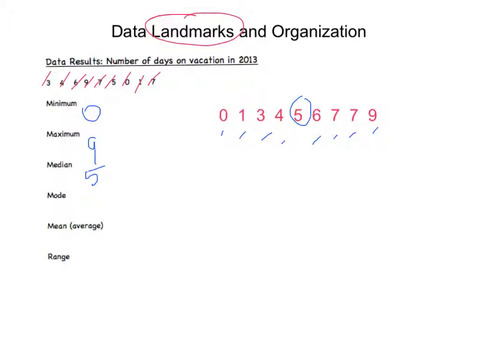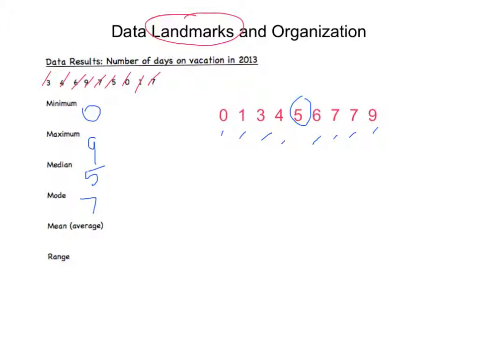First, let's talk about mode. Mode is the number that shows up the most. So if we look at all of these numbers, there's one number that shows up twice, and that's 7. So 7 is our mode.